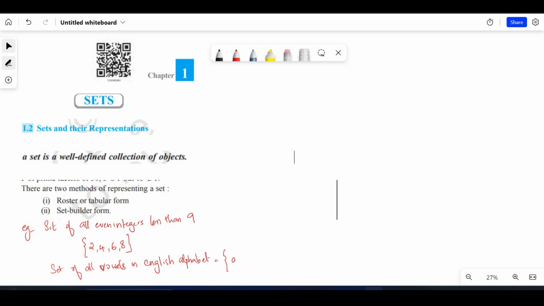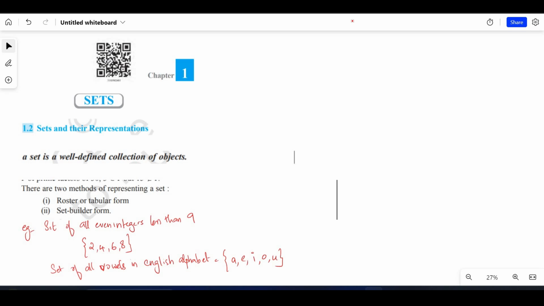That is A, E, I, O, U. So you can see all the elements are listed and they are separated by commas and enclosed within the braces. So in roster form, the order in which the elements are listed is immaterial. That's not a great thing to worry about.